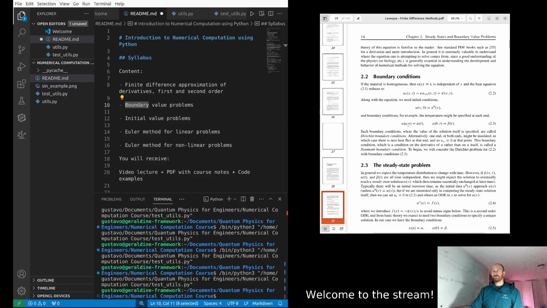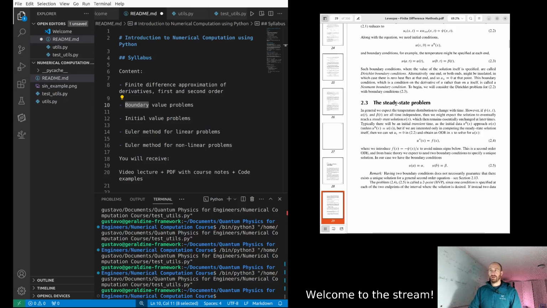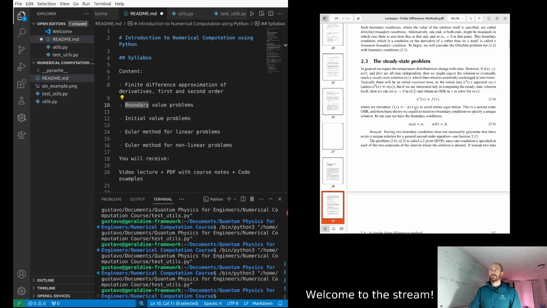This type of boundary condition is called Dirichlet boundary conditions, and they have some meanings, but we're going to skip that for a little bit since we want to go first to the steady state problem, and that's just for motivation.